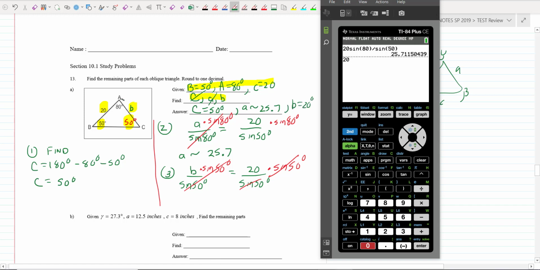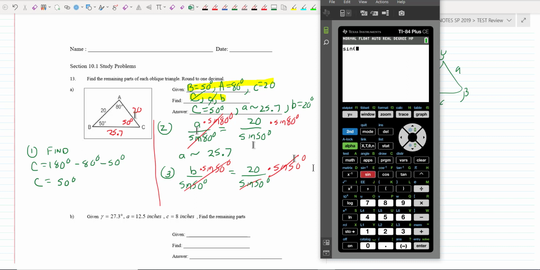Okay, so the other thing I like to show students, now that this problem is solved, is how easy it is to tell you're right on your calculator. So we got C was 50, we got side A was 25.7, and we got B is 20. So all you really got to do on a calculator to tell if you're right is just start somewhere, pick an angle. This is the way I usually do it.